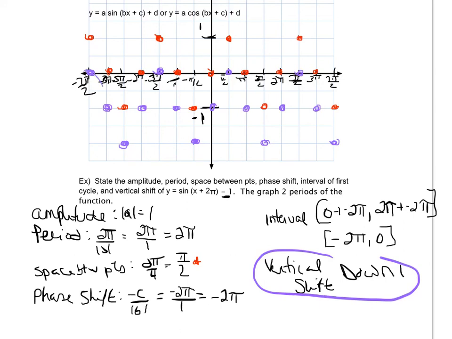And now making my curve. There is the graph of my function with my vertical shift. And that's it for vertical shifting. So pretty much the same thing, just then moving it up or down.